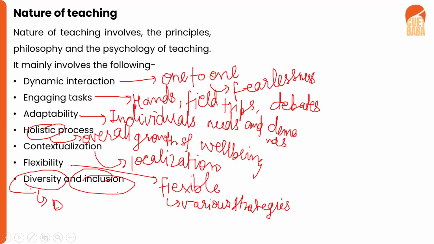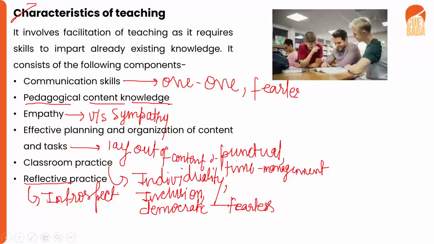And if we actually get into this CUET, these are the terms which are actually required to understand because these are very general terms when it comes to the world of teaching. Then we have characteristics of teaching. We have communication skills, one-to-one communication, again, pedagogical content knowledge, empathy versus sympathy, then effective planning and organization of content, classroom practice, and finally the reflective practice.